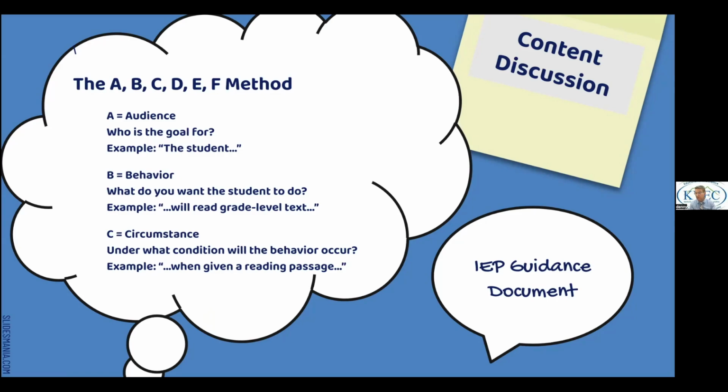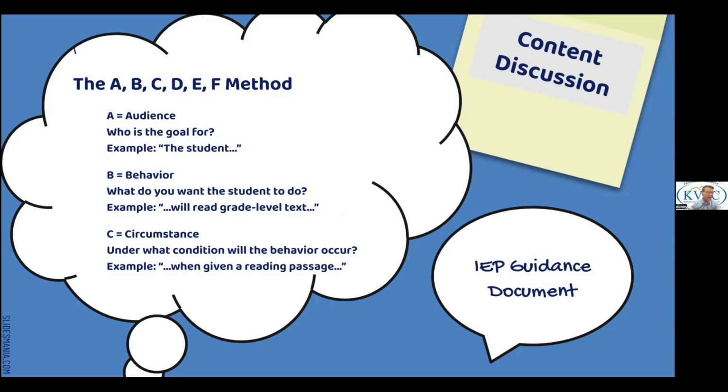Some verbs are not measurable. In the back of the IEP guidance document, there's an appendix, and I can't remember exactly which one it is, but it lists a ton of measurable verbs. So when we think about behavior, we need to be able to see it, count it, hear it, and time it. It's actually what the student is going to do.